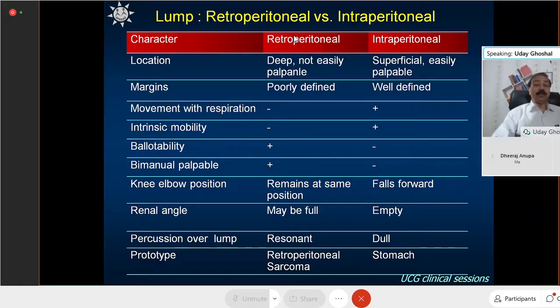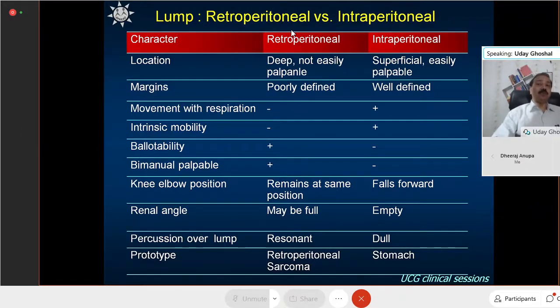Bimanual palpability is usually a feature of retroperitoneal lump, not intraperitoneal. In knee elbow position, retroperitoneal lump remains the same, whereas intraperitoneal lump falls forward. Like in our patient, the finding was that in knee elbow position, the lump was falling forward. Renal angle may be full in retroperitoneal lump. In our patient, it was empty. So therefore, our patient had empty renal angle.